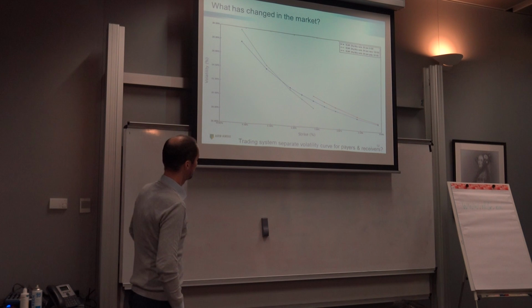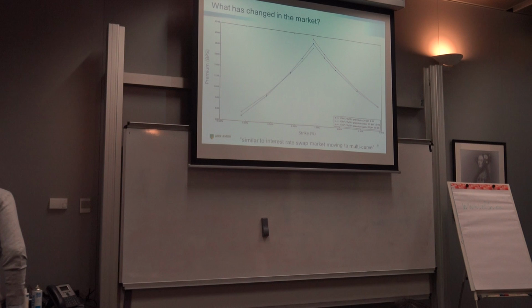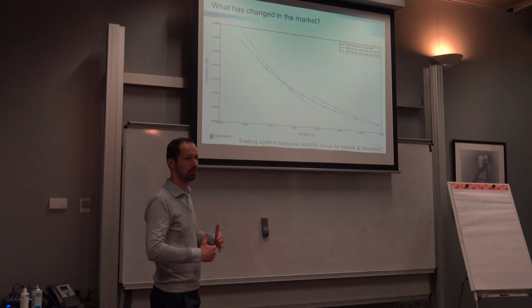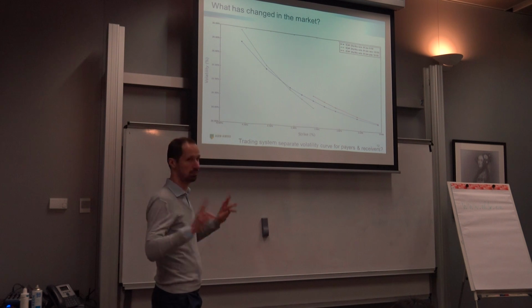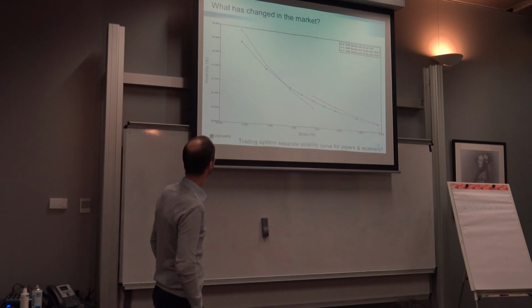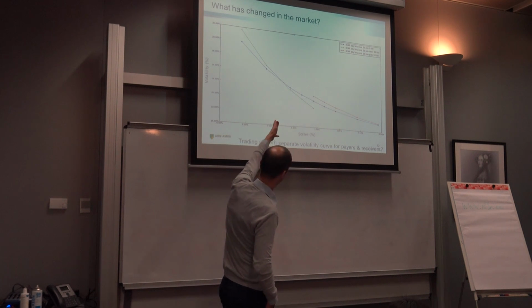So this is the same slide as you saw before, but now instead of premiums, I'm showing you implied volatilities, using the market practice cash-settled swaption fudge formula. So you see basically the same thing.